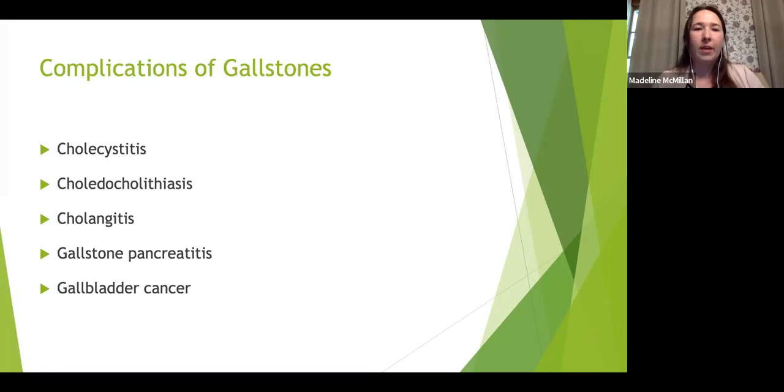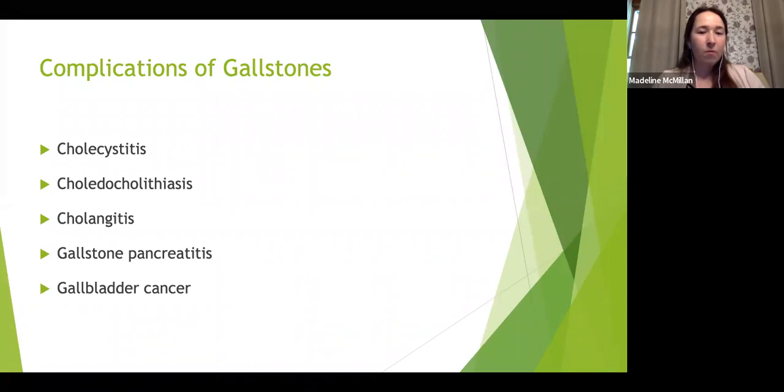Now, there are a few complications that can arise from having gallstones. One is cholecystitis. That's basically just when your gallbladder becomes very inflamed because of the gallstones, and that can lead to infection. There's also cholecystolithiasis, which is when the gallstones move out of your gallbladder and go into the ducts of the biliary system. And then there's also cholangitis, which is basically inflammation that arises from the gallstones going into the biliary ducts.